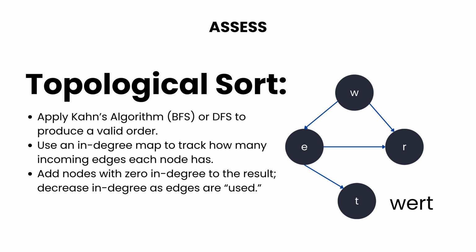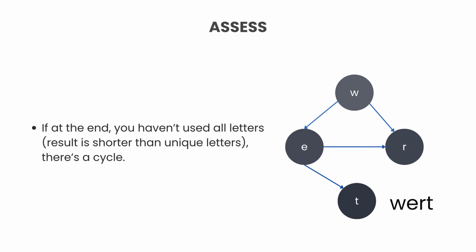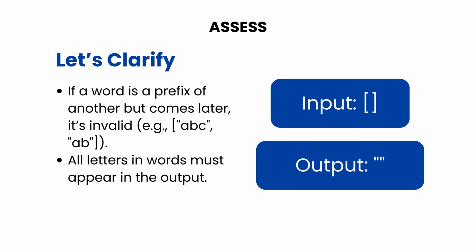Use an indegree map to track how many incoming edges each node has. Add nodes with 0 indegree to the result. Decrease indegree as edges are used. Cycle detection: if at the end you haven't used all letters, meaning the result is shorter than the unique letters, there's a cycle. Let's clarify. If a word is a prefix of another but comes later, it's invalid. For example, ABC, AB. All letters in words must appear in the output.